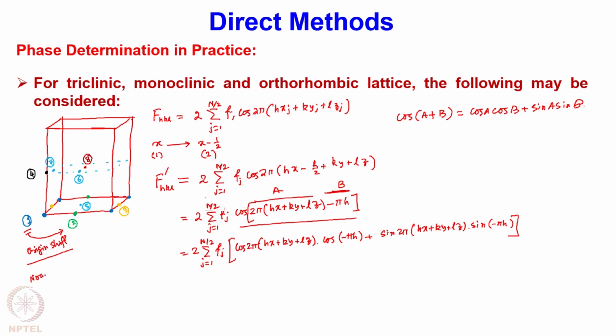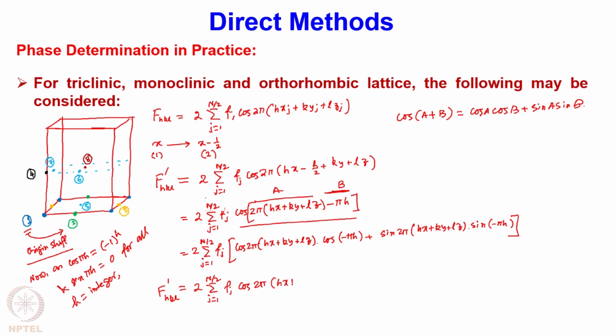So now, as cos pi h is equal to minus 1 to the power h and sin pi h is equal to 0 for all h equal to integer, we can simply write F_hkl prime as equal to 2 sum over j equal to 1 to n by 2 F_j cos 2 pi (hx plus ky plus lz) into minus 1 to the power h, or we can write F prime hkl equal to minus 1 to the power h into F hkl.